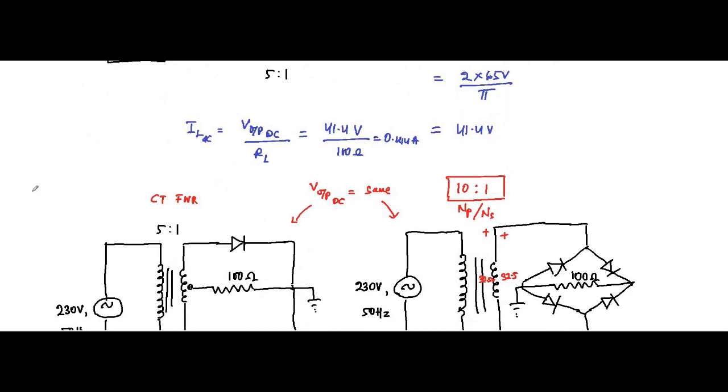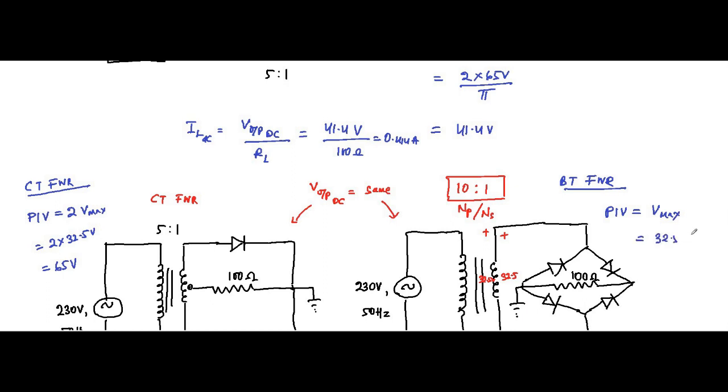Now for the peak inverse voltage, PIV, we know that for the center tap full wave rectifier the peak inverse voltage is equal to twice the maximum voltage, which is 2 into 32.5 volt, equal to 65 volt. But for the bridge type rectifier circuit, the peak inverse voltage is equal to the maximum voltage, which is 32.5 volt.